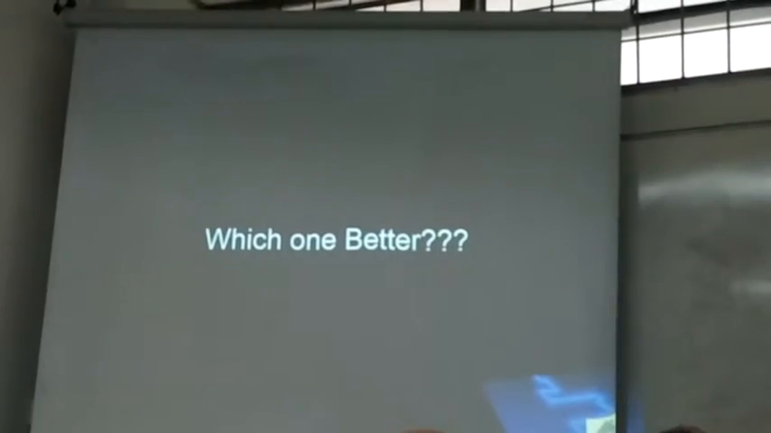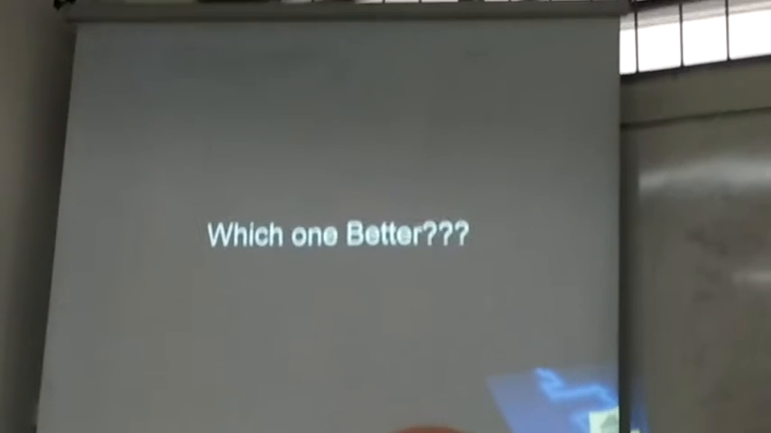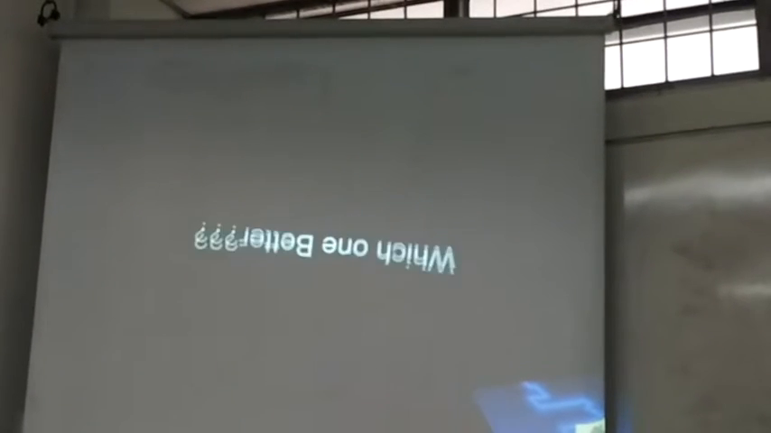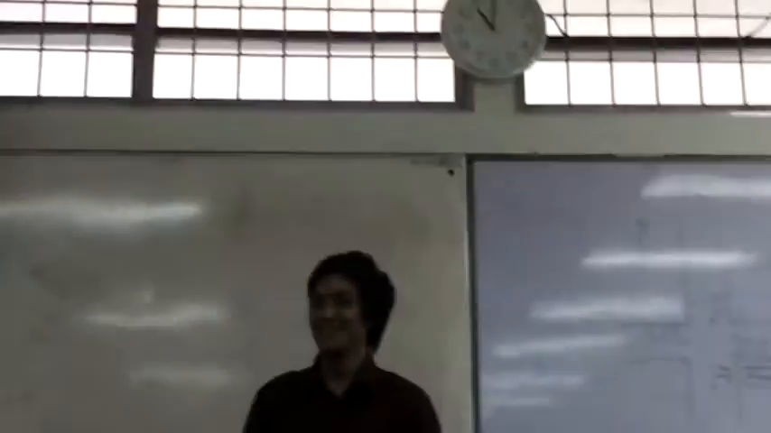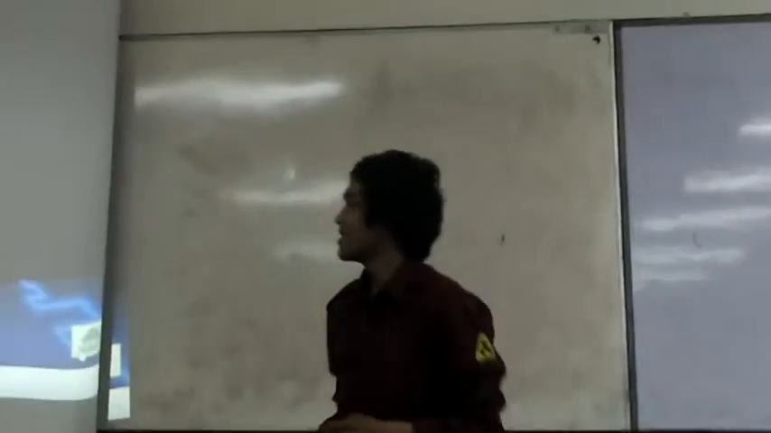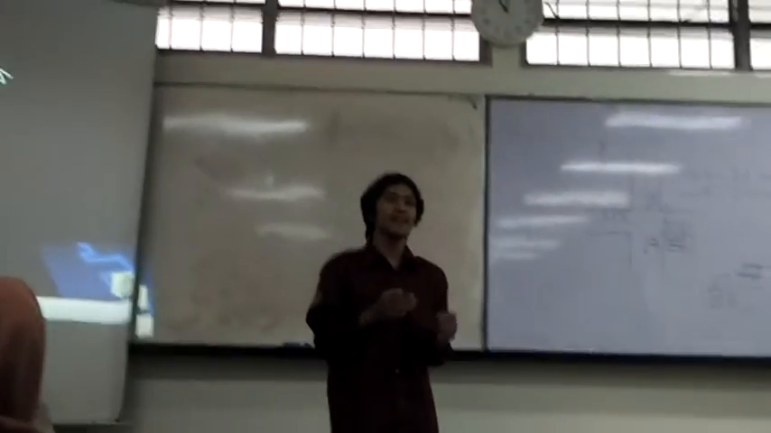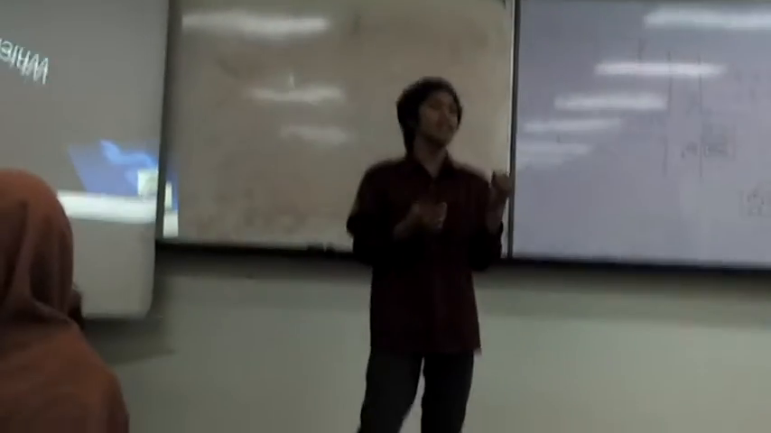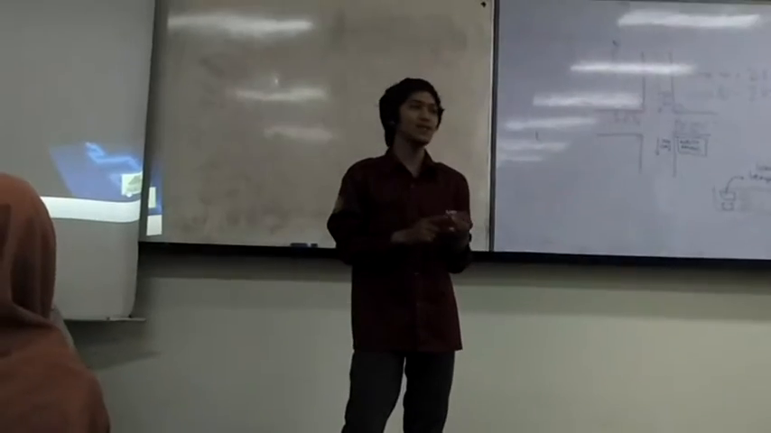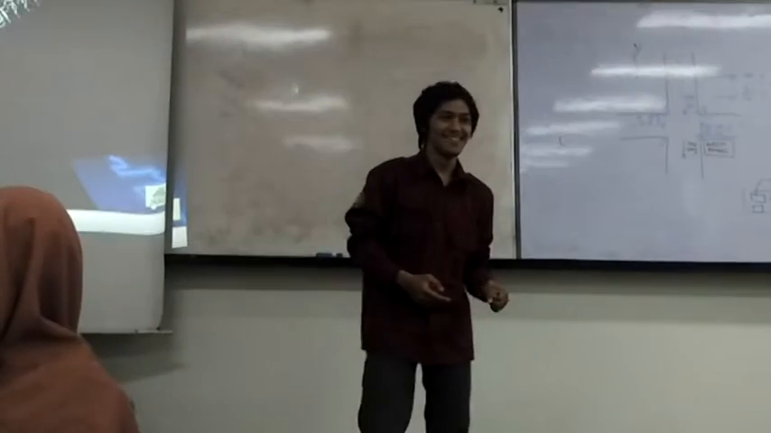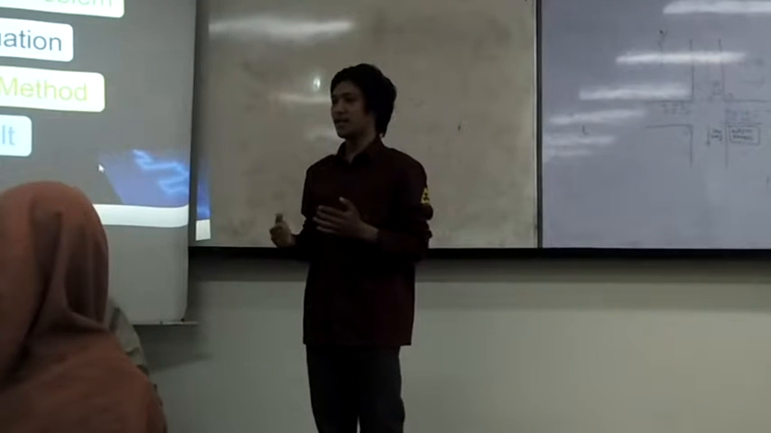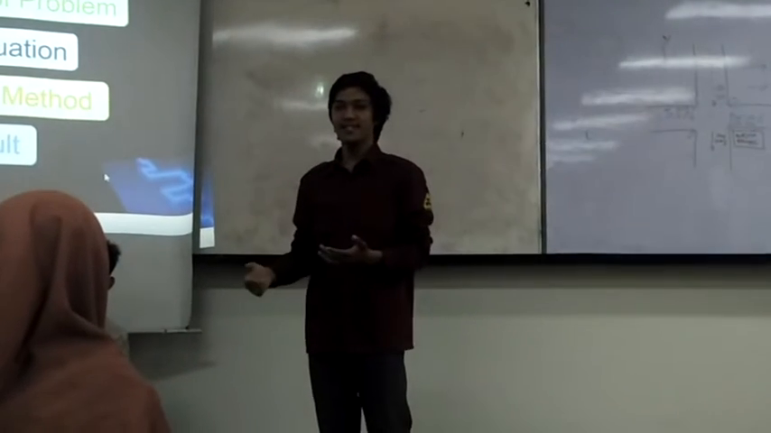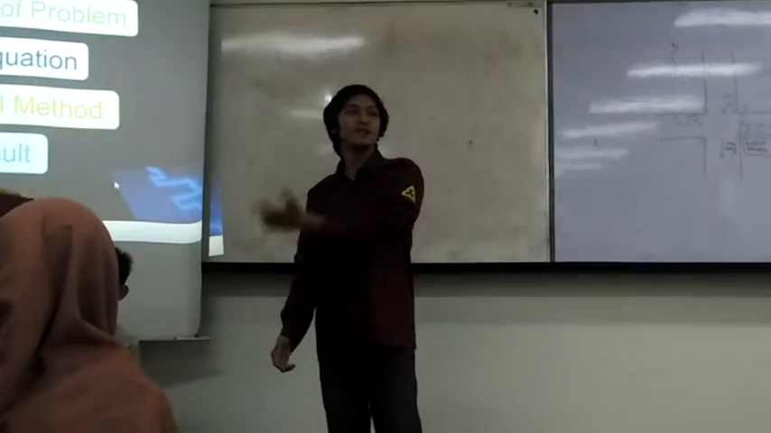Next. So, I want to ask you which method is better? The first, trapezoidal? No, you're wrong. The better one is Simpson because Simpson has order 2 and trapezoidal just 1. Okay, so the result for our presentation is presented by Wahyu.